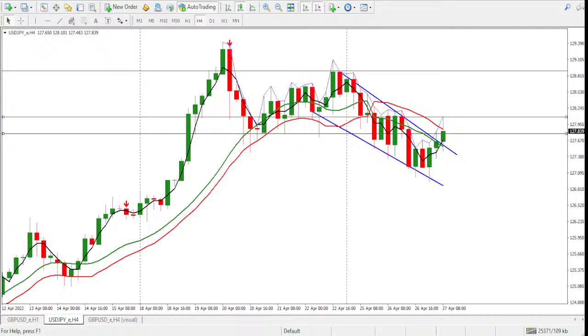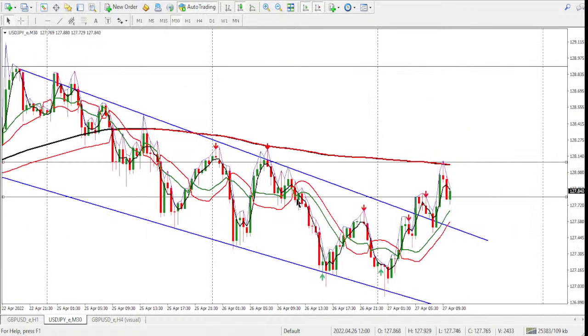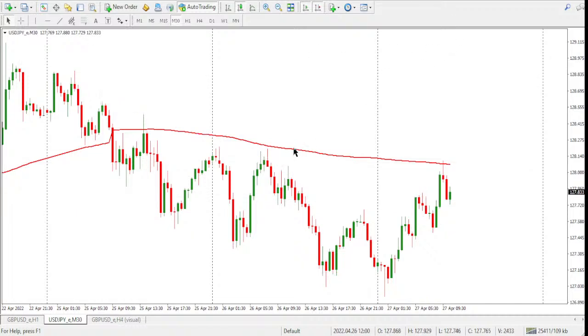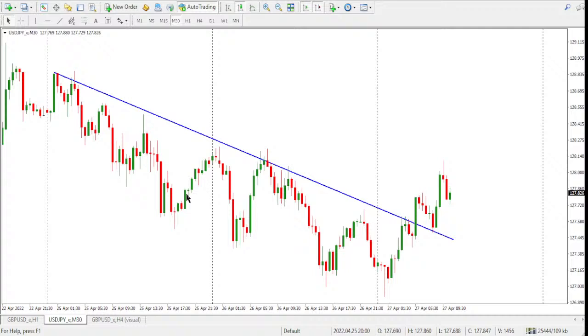So that's my opinion on this chart. Let's look at the shapes that are here. I will go to 30 minutes. So I'll remove these indicators so that we have a clear chart. So look at what's actually happening here.